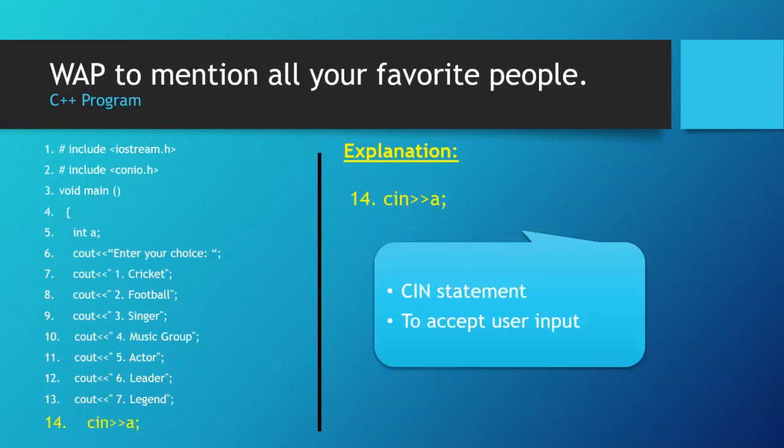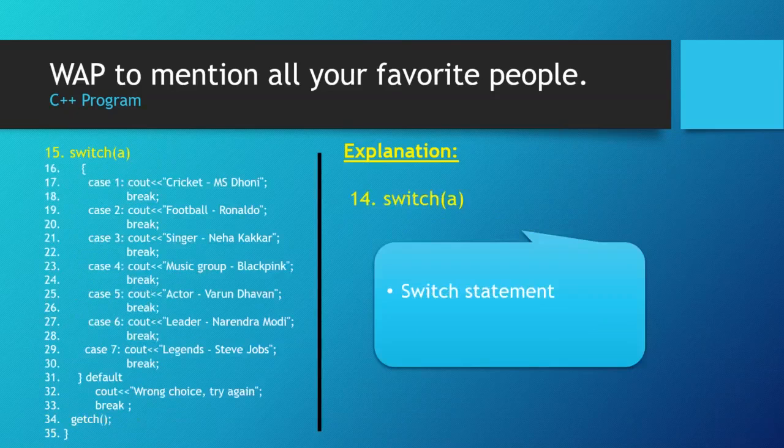Next is the cin statement, which is used to accept the user's input. Users can enter any number from 1 to 7. Here we will capture the user's input in variable a. Next is the switch statement, which works similar to an if statement. The switch expression is evaluated once. The value of the expression is compared with the value of each case. If there is a match, the associated block of code is executed. So if someone enters 2, the code after case 2 will be executed.